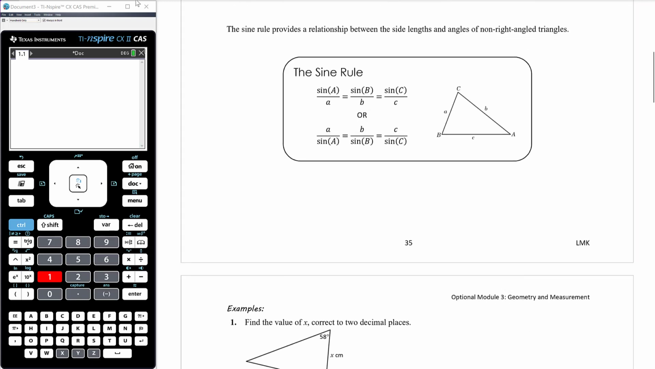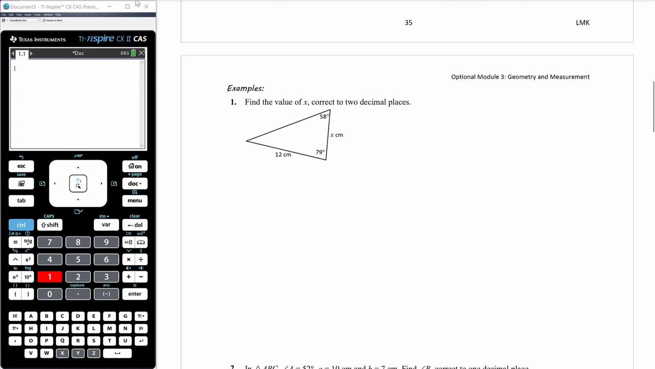So as usual, I don't want you to get bogged down in what's A and what's B and what's C. The whole idea is sine of an angle divided by its opposite side length is equal to sine of another angle divided by its opposite side length, which is sine of another angle divided by its opposite side length. So don't get bogged down in the A, B and C. Okay, find the value of x correct to 2 decimal places.